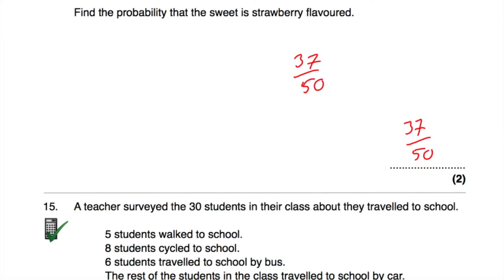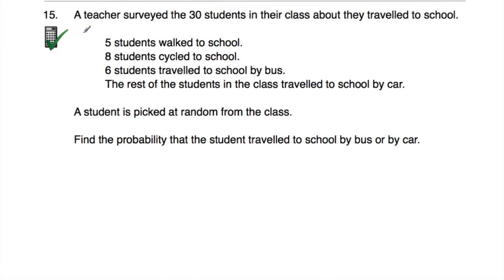Okay, let's have a look at our next question, question number 15. It says, a teacher surveyed the 30 students in their class about how they travelled to school. 5 of the students walked to school, 8 of the students cycled to school, 6 of the students travelled to school by bus, and the rest of the students in the class travelled to school by car. A student is going to be picked at random from the class. So one of the 30 students is going to be picked at random. The question says, find the probability that the student travelled to school by bus or by car.